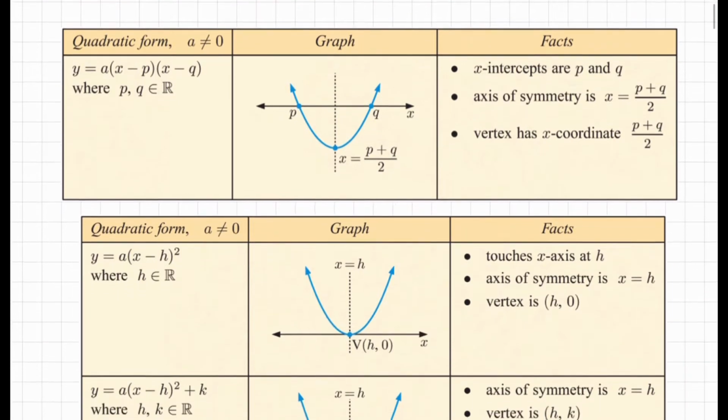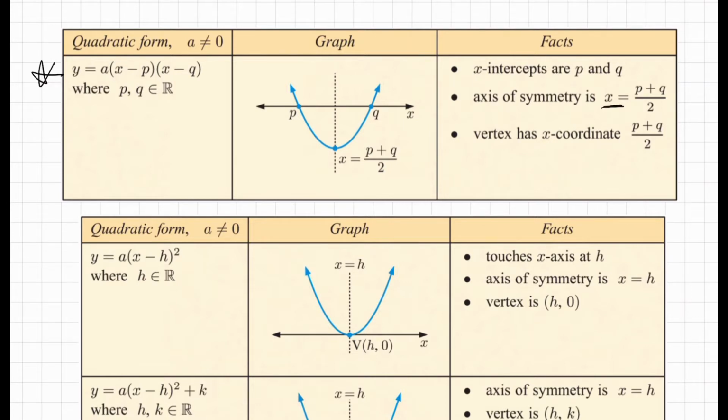Now there's different forms of quadratics. There's three main ones. This first one here, where y equals a and in brackets x minus p and the next brackets x minus q. So in this form, the p and the q are actually your x-intercepts. To find the axis of symmetry, you do p plus q divided by 2, and that is the vertex. Also note here the axis of symmetry has x equals.